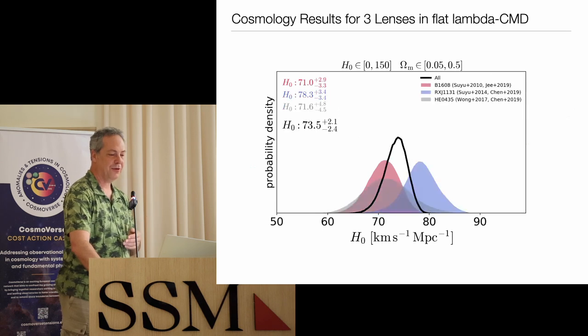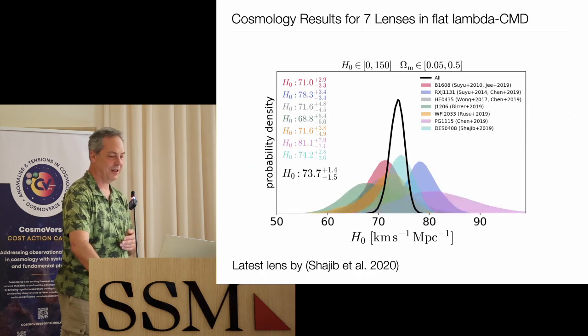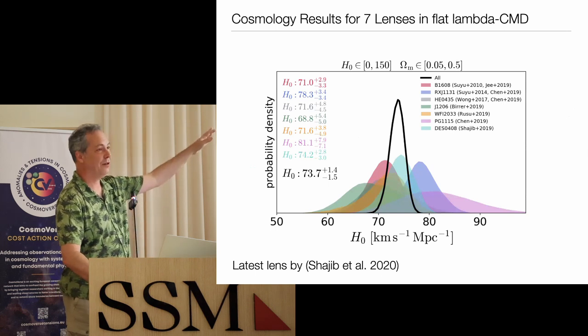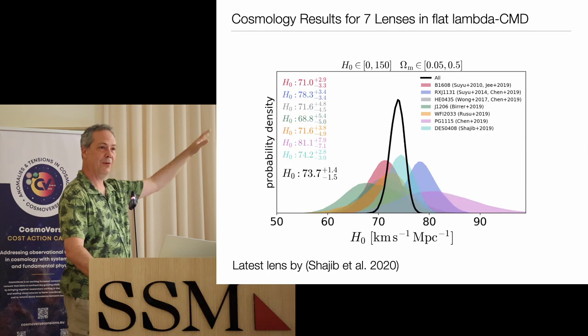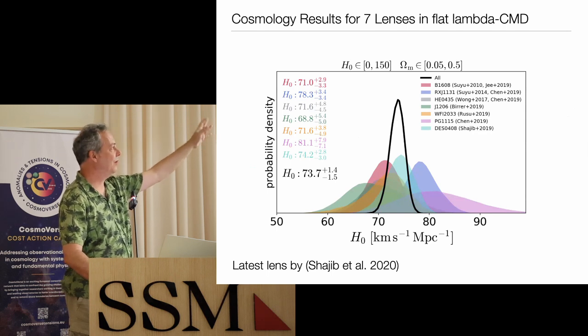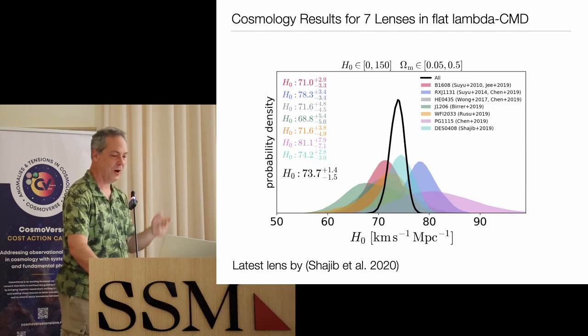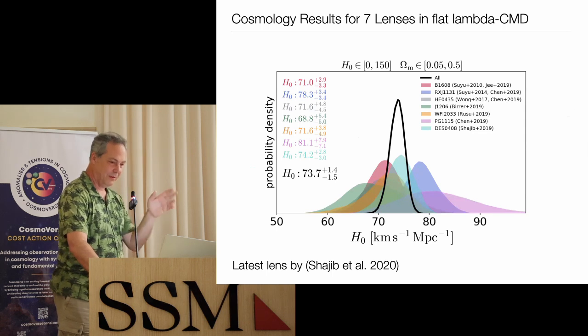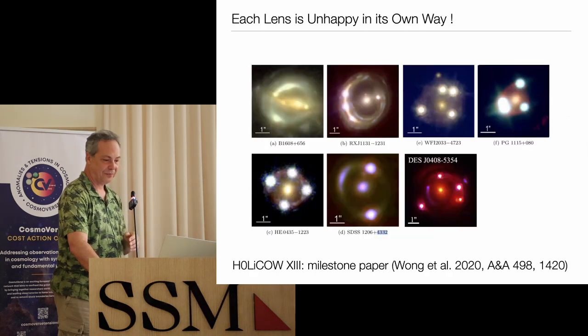Just to show you, if you do this for 1, 2, 3, 4, 5, 7, 6 lenses, it takes time to do this. Typically that's the value you get for H0 with lensing, with simple power law models: 73.4, plus or minus 1 or 2. But I will tell you more about this.